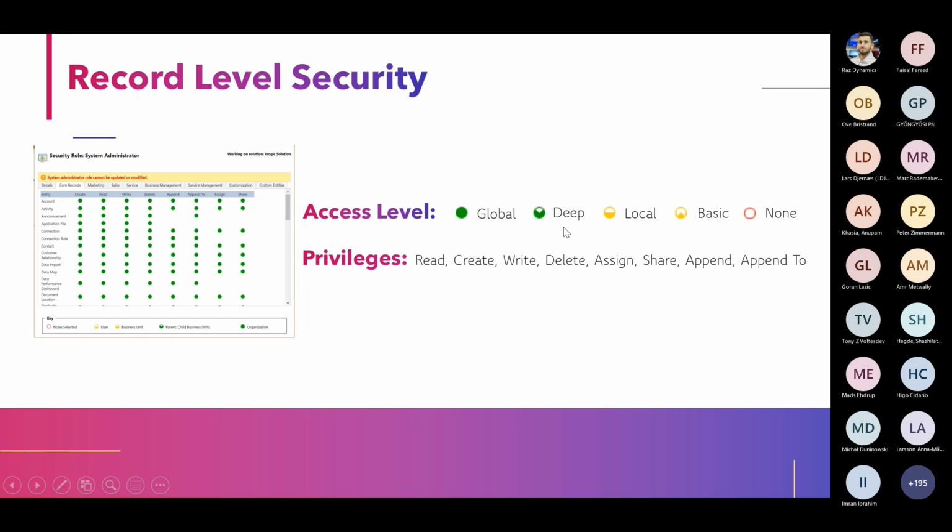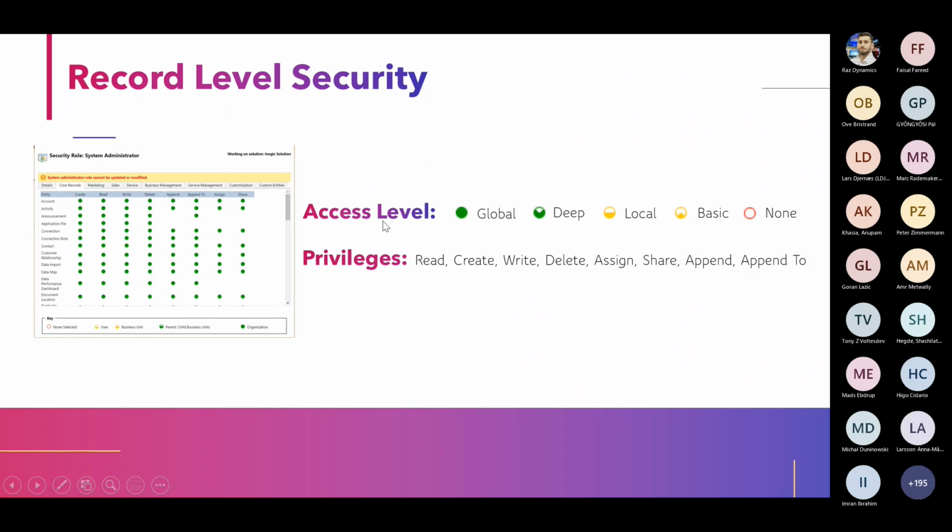Access level is basically divided into five parts: global, deep, local, basic, and none. This actually decides what level of privilege you want to provide to that particular user on a particular record. If I talk about the contact table, what privileges can the user have? These are the privileges like read, create, write, delete, assign, share, append, and append to. Now read can have the global privilege, and read can have the basic privilege as well. Now, what is the difference between global, deep, local, basic, and none?